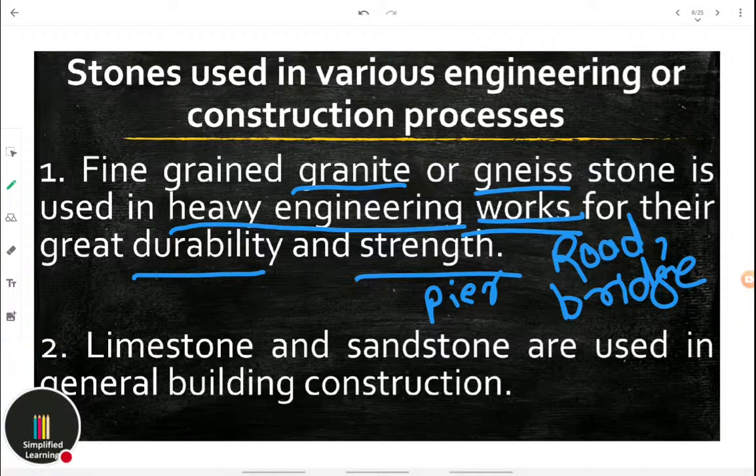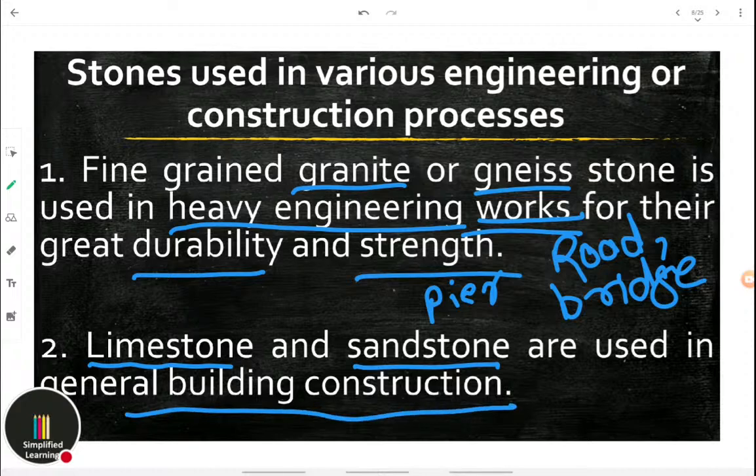Then the limestone and sandstone. Limestone and sandstone are sedimentary rocks and they are used in general building construction. Means it is not specified whether we are using them where heavy or less strength is required. Generalized building construction work is carried out with limestone and sandstone.